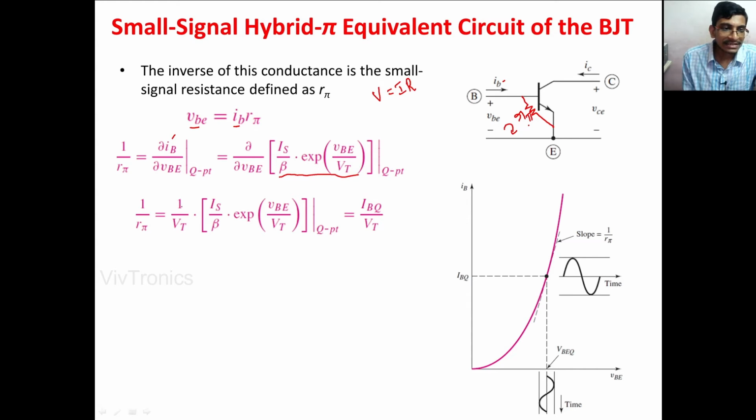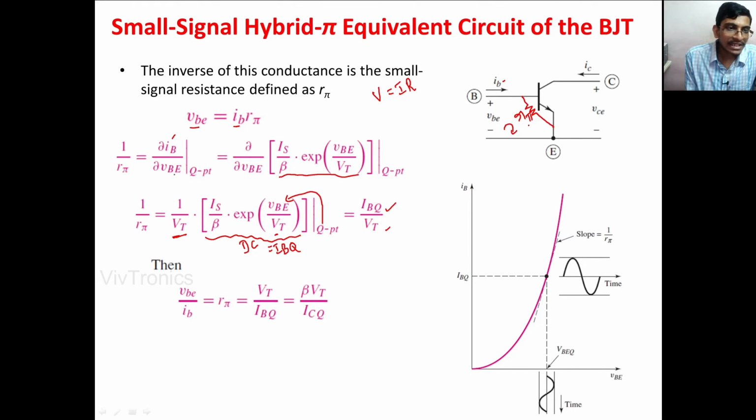we get 1 by VT coming outside, into IS by beta into exponential of VBE by VT at the Q point. When we apply the Q point values here, VBE becomes a DC value and VT is also a DC value, so this entire term is equal to the DC component. That DC component is nothing but the base DC current IBQ. Therefore, this entire term can be represented as IBQ divided by VT, the volt equivalent of temperature. Therefore, 1 by R pi is equal to IBQ by VT.